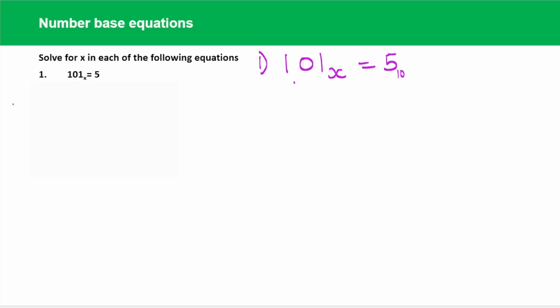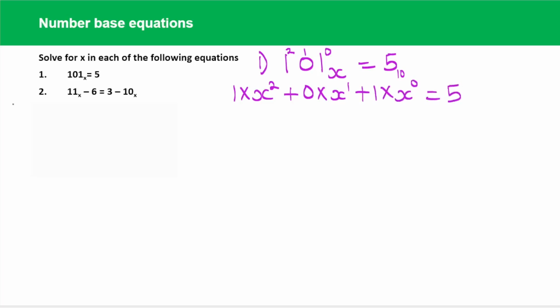Can you remember again how to convert a number in any base to base 10? The first step to do that is to assign digits or powers of 0 starting from my right towards my left. That's 0, 1, 2. The second step is to multiply each digit by the base raised to the power assigned to the digit. So this will be 1 times x raised to power 2, plus 0 times x raised to power 1, plus 1 times x raised to power 0, then equal to 5.